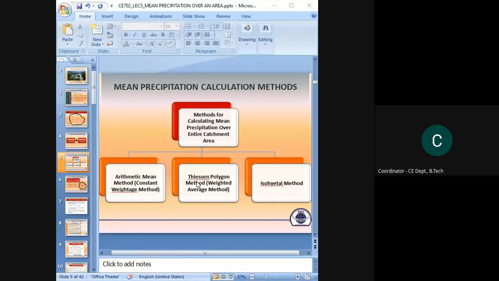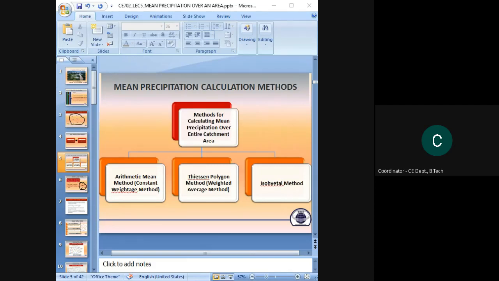The second method is also an averaging method, but here we will have some different formulas and some different terminologies used. The Thiessen polygon method. See, the name is polygon, which means we have to construct polygons. Suppose this is your catchment area, and these are your rainfall data. Now we have to divide this whole catchment into smaller areas. Say, for example, we have divided the catchment area into 4 areas.